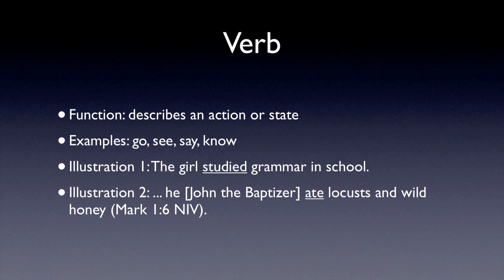A verb describes an action or state. Here are some examples: go, see, say, and know. In our first illustration, the girl studied grammar in school. The word studied is the action word. In our second illustration, he, John the Baptizer, ate locusts and wild honey. In this sentence, ate is the verb.